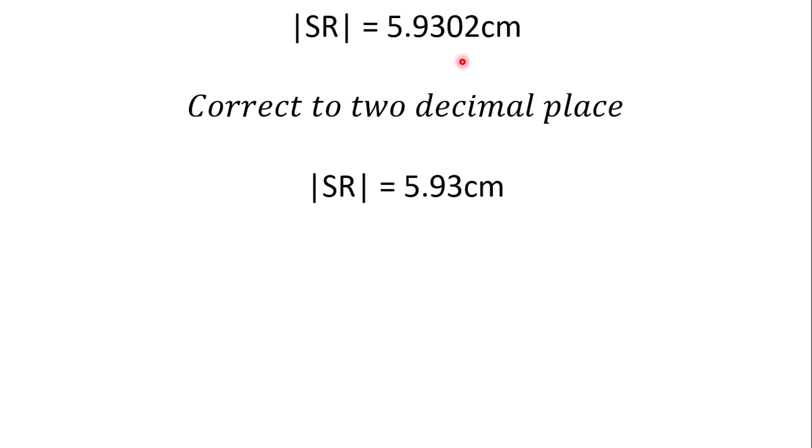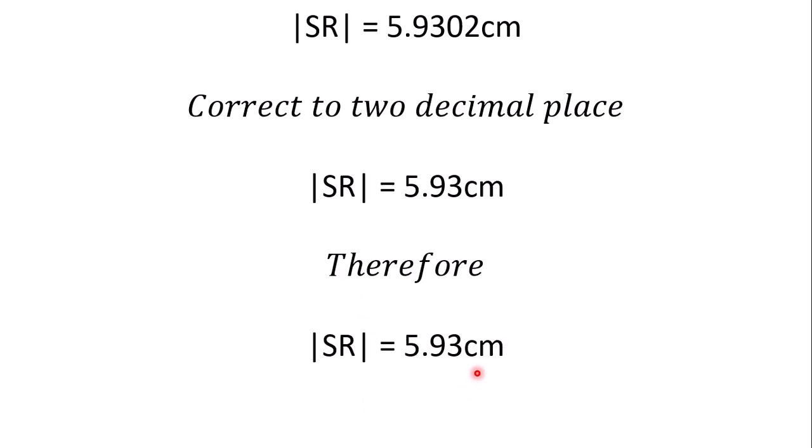5.9302 to 2 decimal places is 5.93 centimeters. So the length of SR from the diagram in 2 decimal places is 5.93 centimeters. So therefore the length of line SR is equal to 5.93 centimeters.